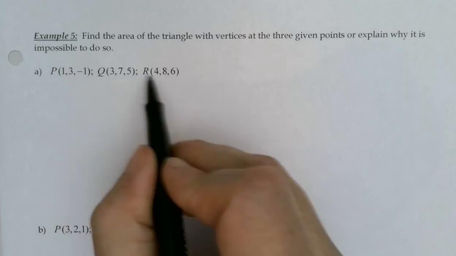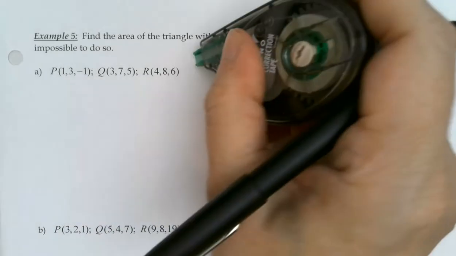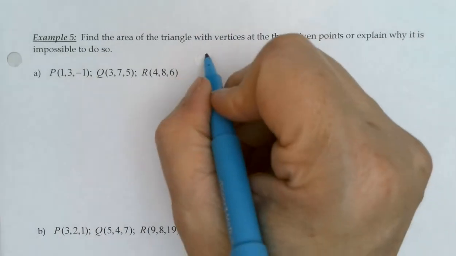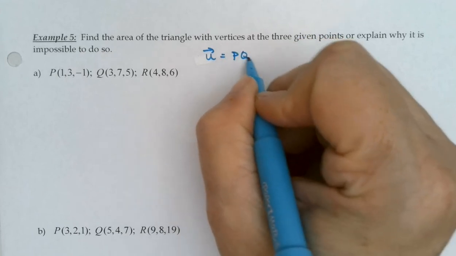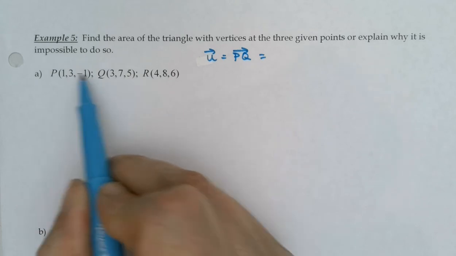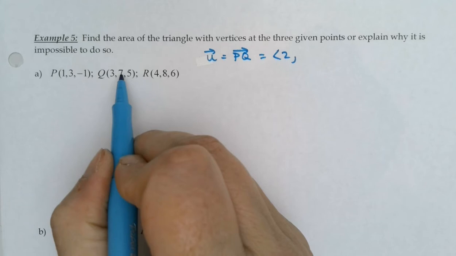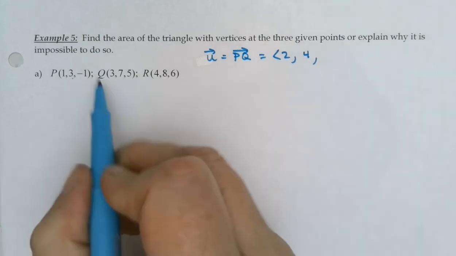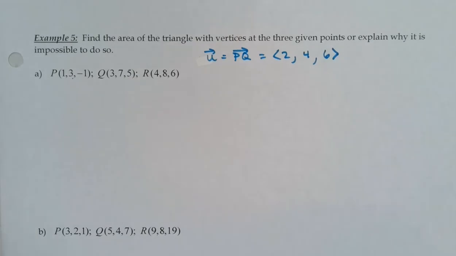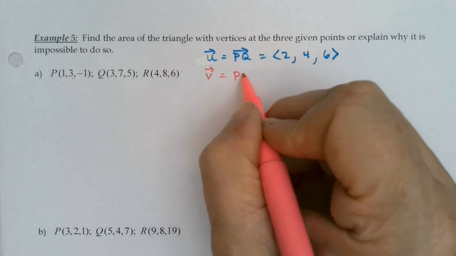So I need to have this go from, let's let vector U, oh, what color did I pick? Sorry, just to keep my color coordination alike. So I'm going to go vector U, which is P to Q, which would be terminal minus initial. So 3 take away 1 is 2, 7 take away 3 is 4, 5 take away a negative 1 is 6. And then V, vector V, would be from P to R.